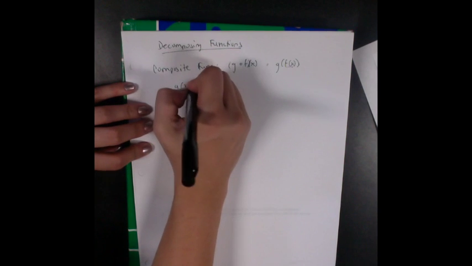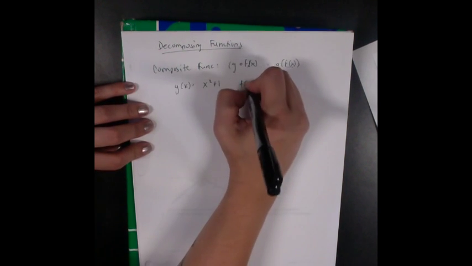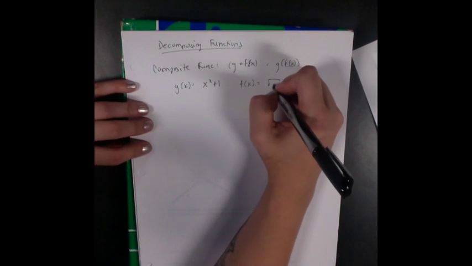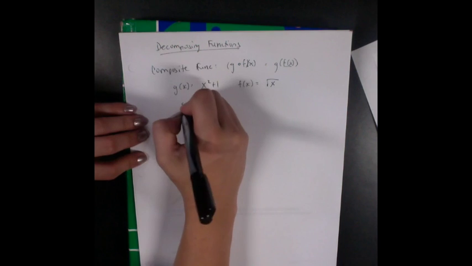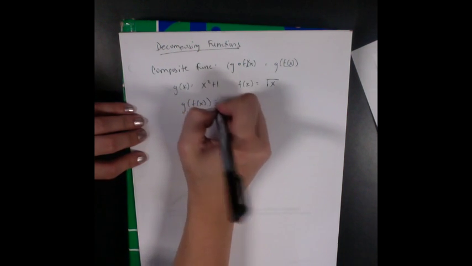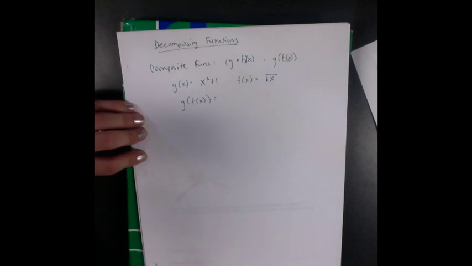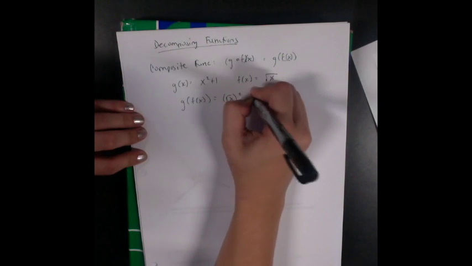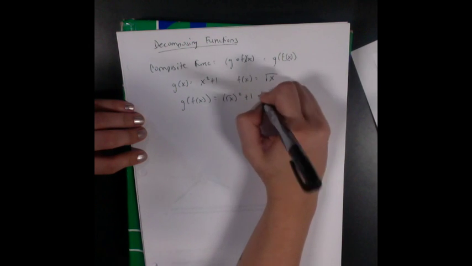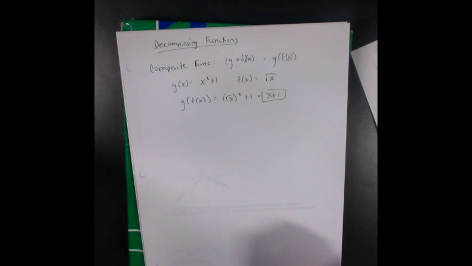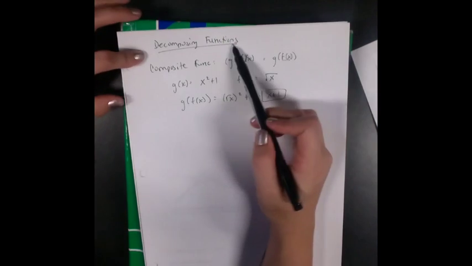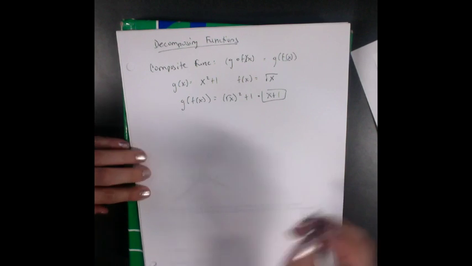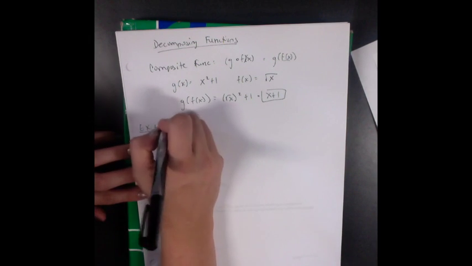So if I said g of x was x squared plus 1 and f of x was the square root of x, then g of f of x, I plug in the square root of x for the x in g, giving me the square root of x squared plus 1, which is just x plus 1. Okay? What decomposing functions is, we're given this and we're going to go backwards. Okay, so let me show you through an example.